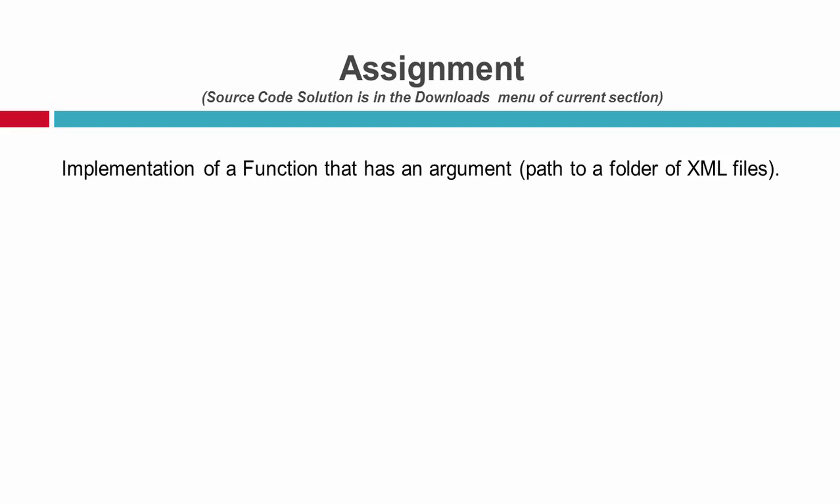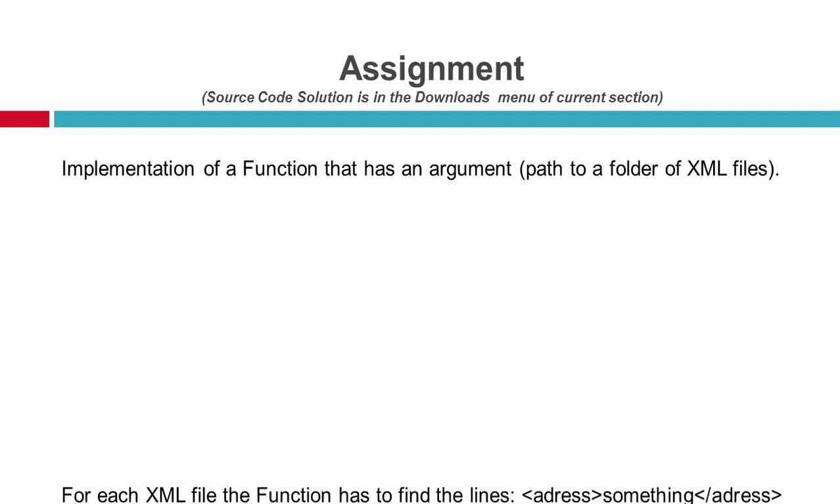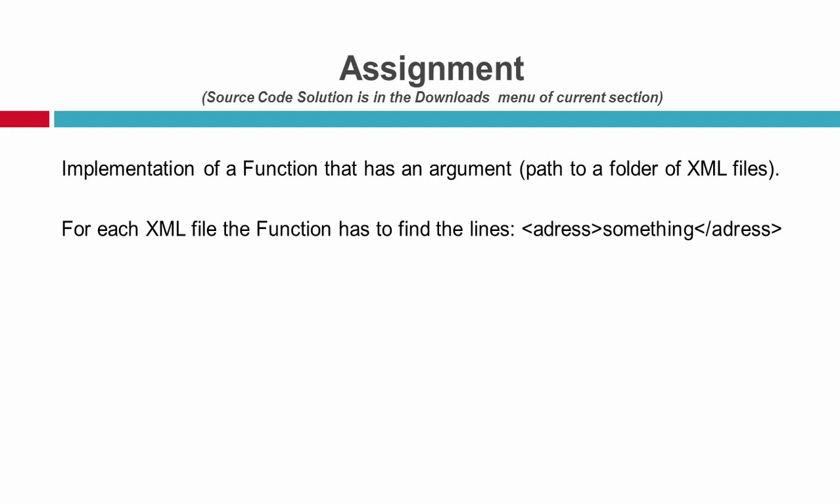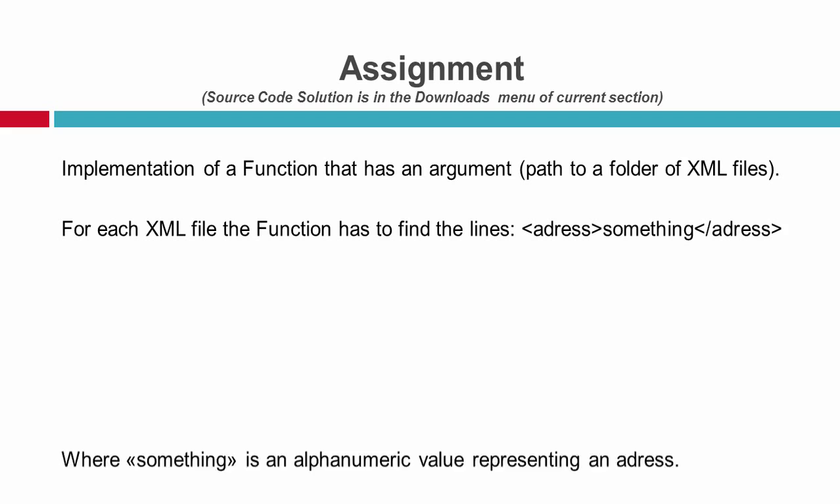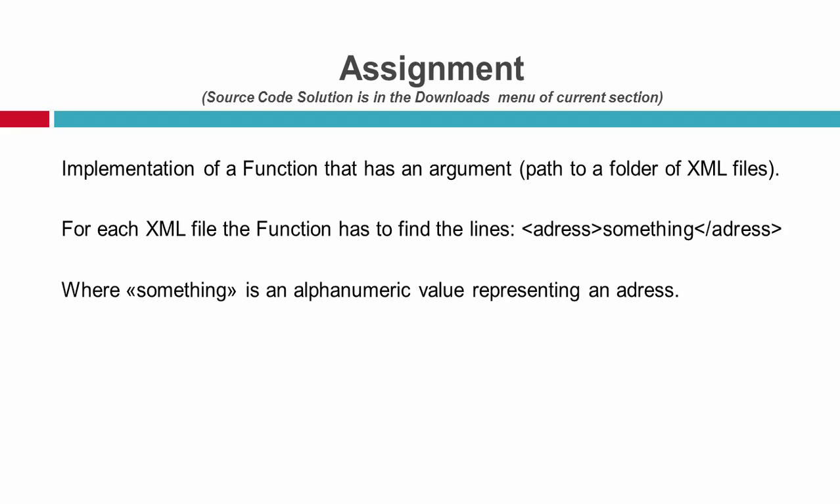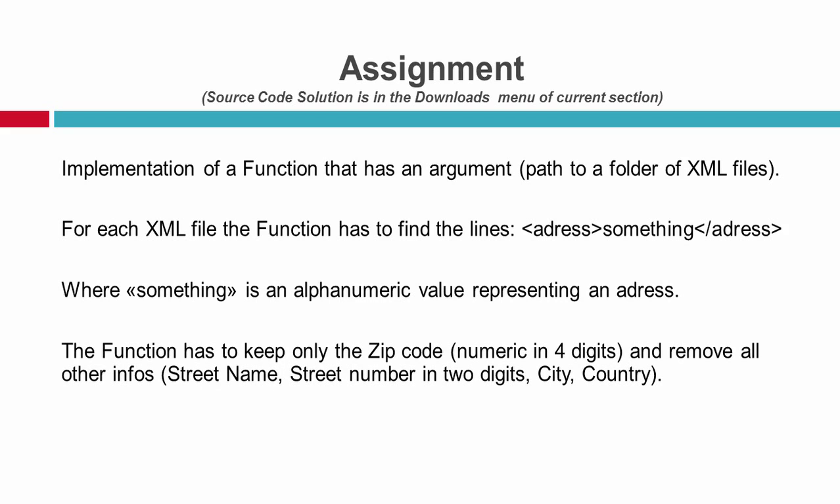So now we reach the assignment. You are asked to implement a function that has an argument. This argument is the path to a folder of XML files. For each XML file, the function has to find the lines with the address tag, slash address, and a value called something. The something is an alphanumeric value representing an address. The function has to keep only the zip codes, numeric in 4 digits, and remove all other info: street name, street number in 2 digits, city, country, etc.